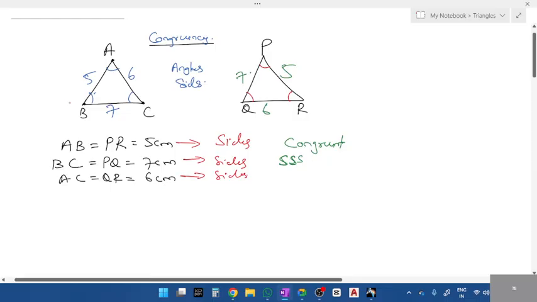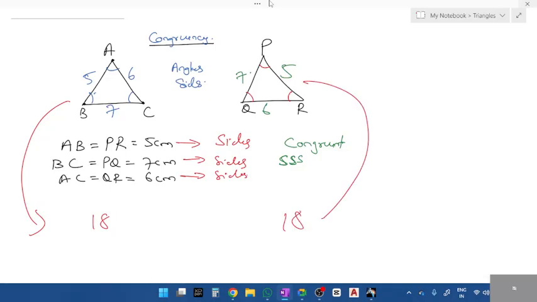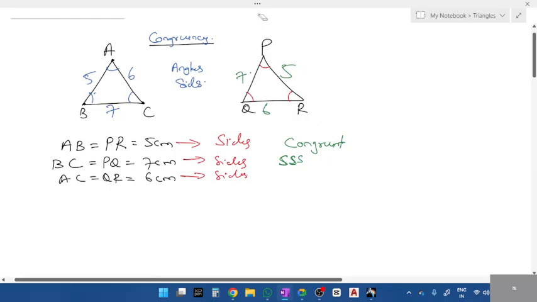So congruent is nothing but if I open this triangle's length, I'll get 18. Even this triangle I'll get 18. The length will be same for both. Perimeter is same, right? Therefore, they are known as congruent.